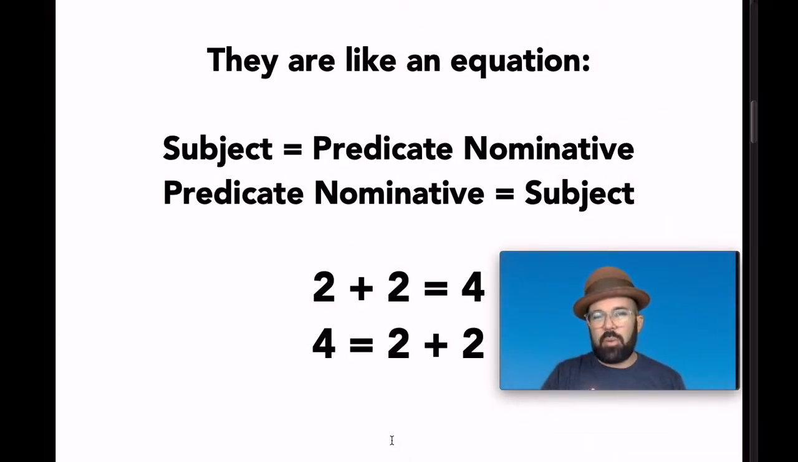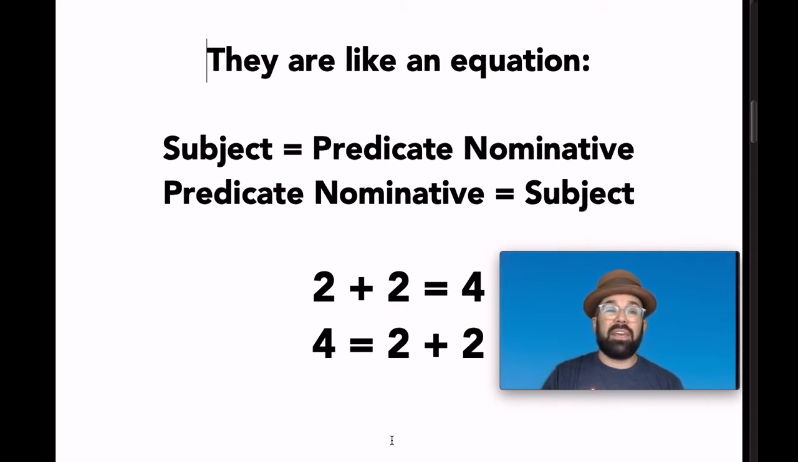This is just another way that you can think about the predicate nominative. They're kind of like an equation, not to bring math into our English lesson, but it's how they work. The verb would be the equal sign, the linking verb, as the link, and the subject equals the predicate nominative, which is the exact same as saying the predicate nominative equals the subject, right? We can write 2 plus 2 equals 4, but it's just as true to write 4 equals 2 plus 2.